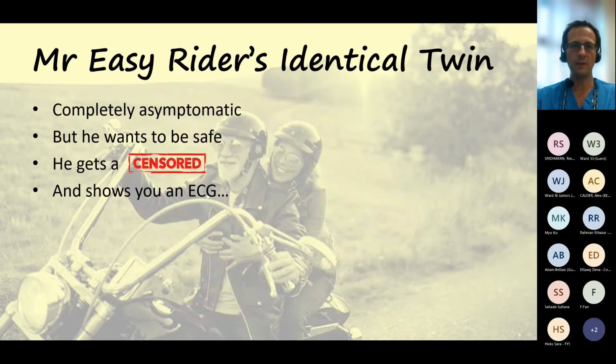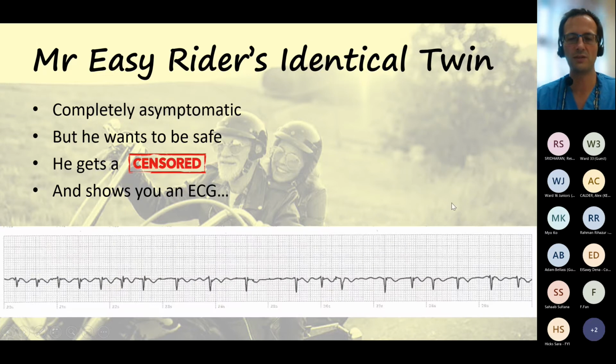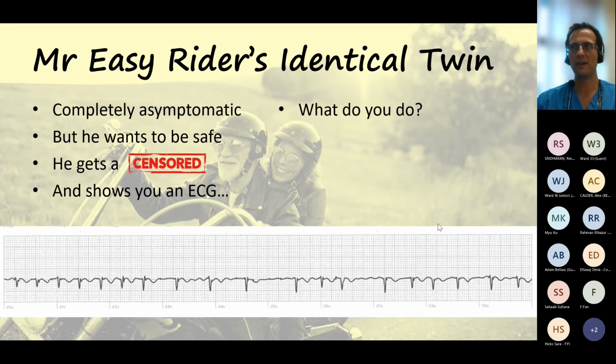Finally, we have a bonus patient, which is Mr. Easy Rider's identical twin. And he's completely asymptomatic, but he's heard about his brother and the trouble that he's been getting. And so he gets a method of doing an ECG, and he is told by his device that he needs to go and see a doctor. So that doctor is you, and he shows you this. What do you do about this?